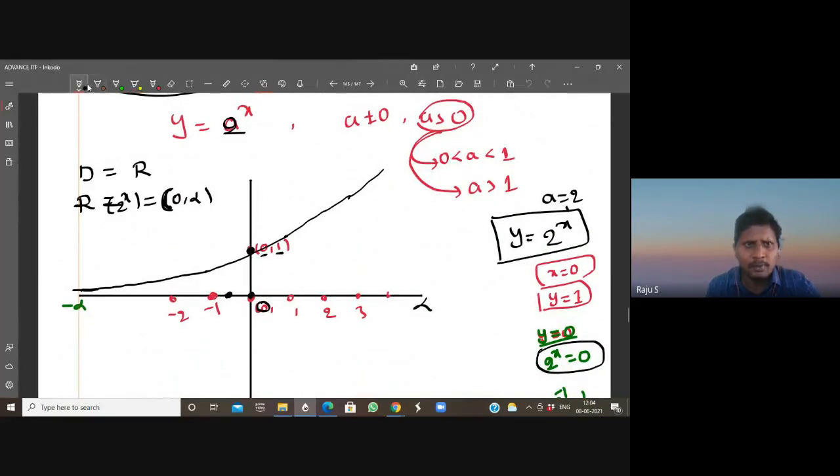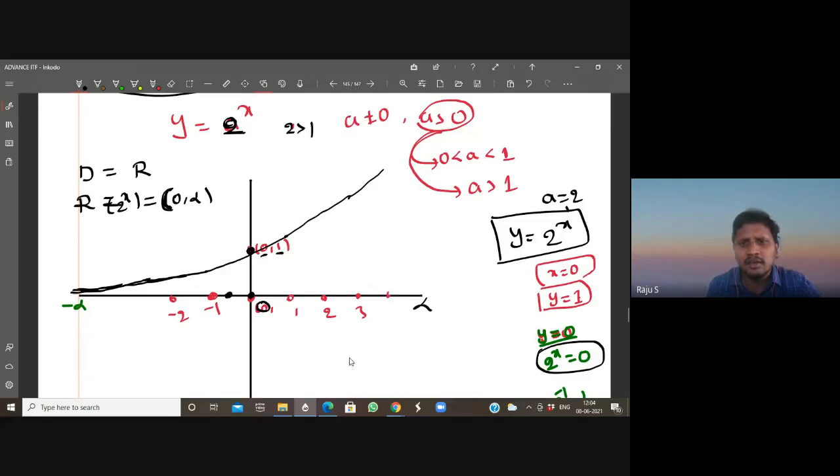So in the graphical representation of the exponential, for 2 power x, we are going to get a graph like this. It moves very near to the x-axis as x tends to minus infinity, but it cannot touch the x-axis. It is almost near to the x-axis. So when we have 2 power x, 2 is clearly greater than 1.